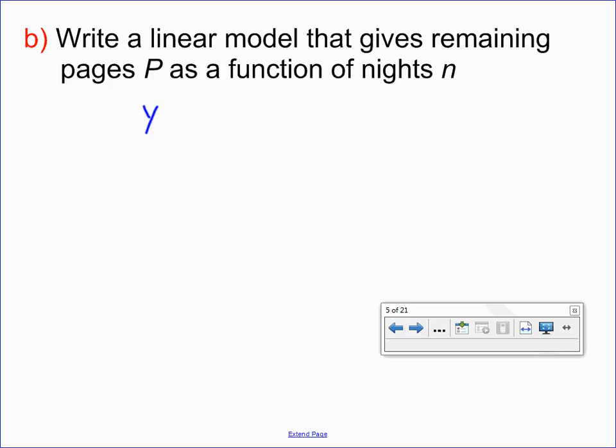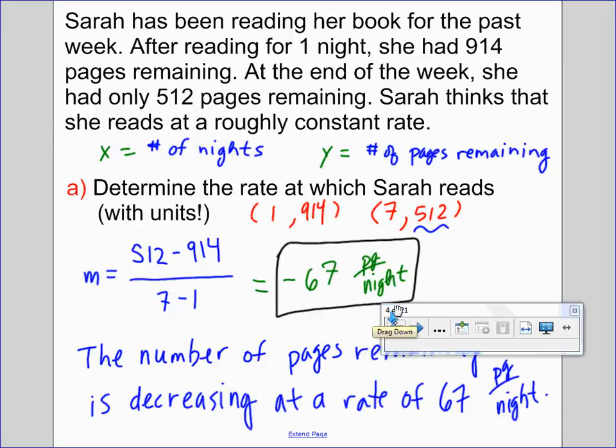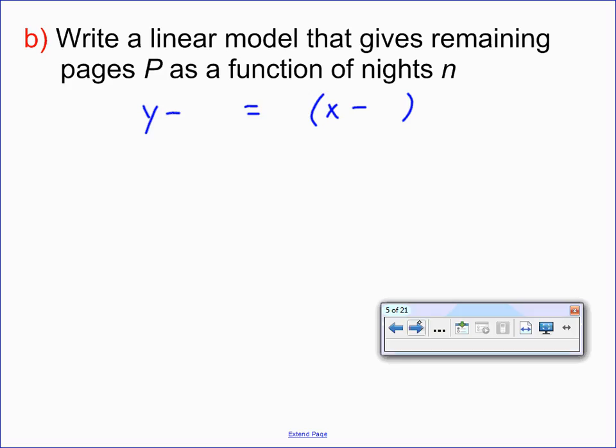So once again, I'll start out with y minus y sub 1 is equal to m times quantity x minus x sub 1. Go ahead and tell the class which point you'd like to use for our model. Which point do you want to use? Reed: Let's go 7, 512. 7, 512. And so I'm going to use the x coordinate 7 and the y coordinate 512 to generate my model from point slope form. So let's go ahead and do x minus 7 and y minus 512.